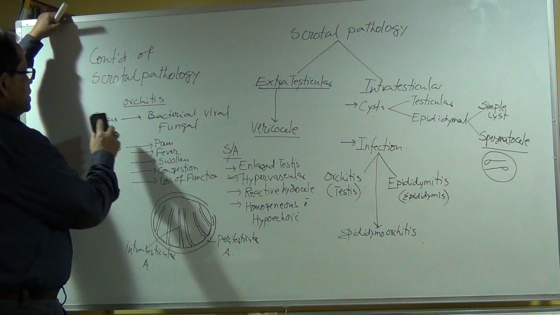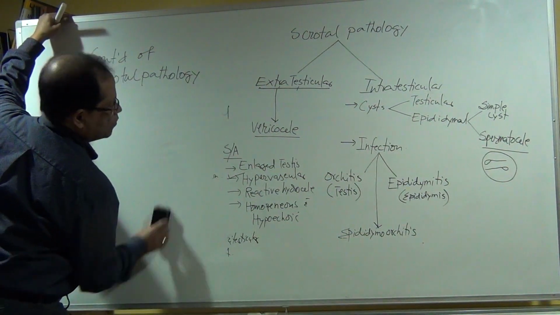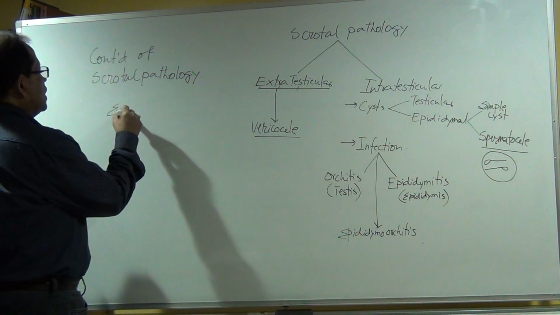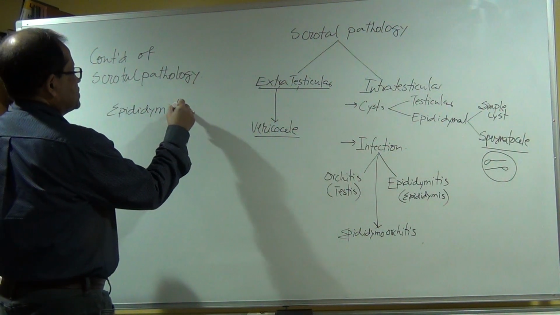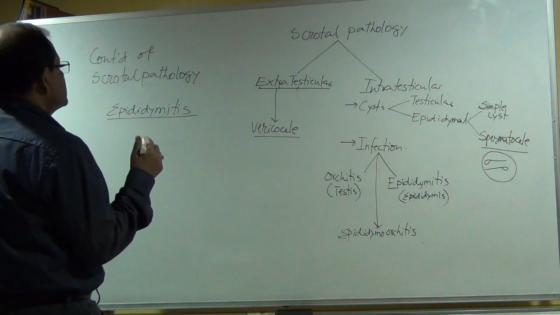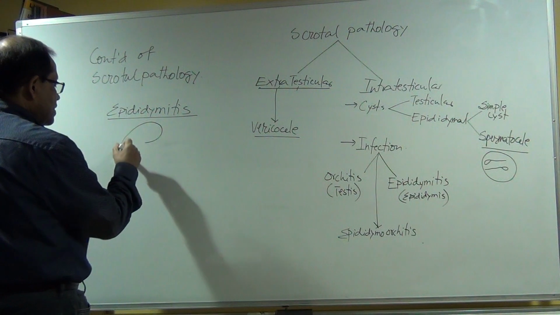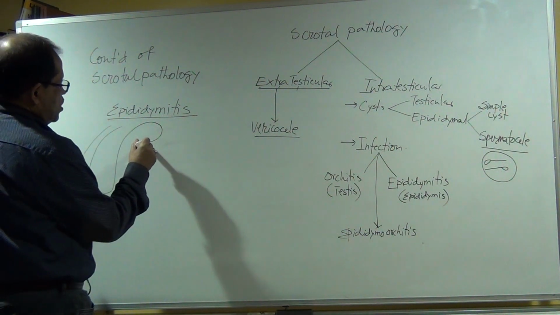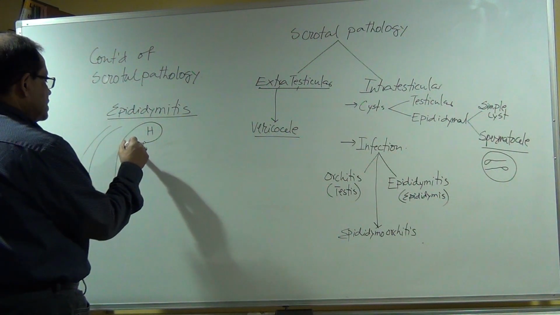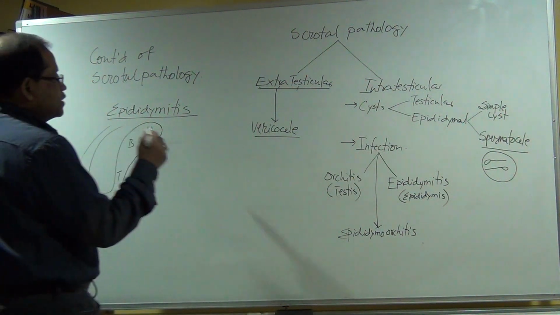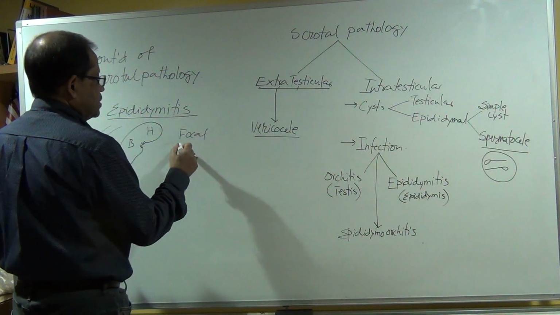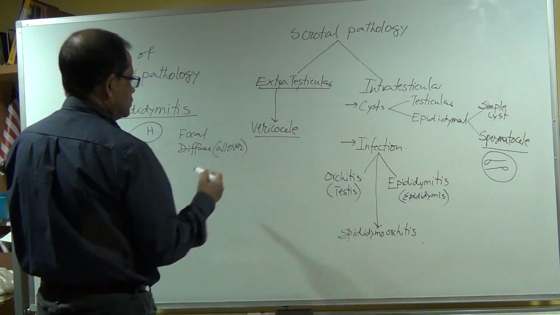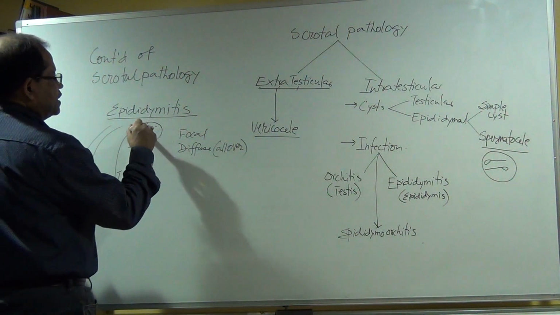Now I will show you the epididymis. Epididymitis is the infection of the epididymis. Epididymis has a head, body and tail. It could be focal infection, it could be diffuse infection. Diffuse means all over. When it is focal, the head could be inflamed.